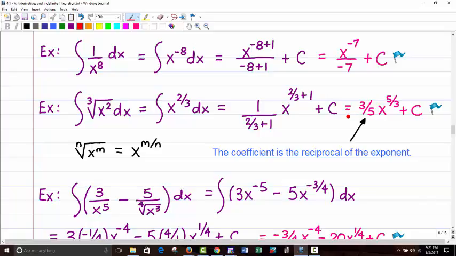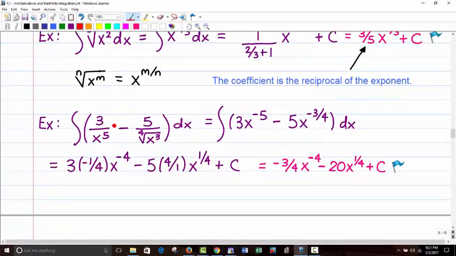Oftentimes I'll tell people that one way to think of this is, once you know your new exponent, in this case it's going to be 5/3, the reciprocal of it will go in front. Now, of course, if we had some sort of number multiplied by this, let's say there was a 6, then it would be 6 times 3/5, but the 3/5 would still be there. So yeah, fractions, no problem.